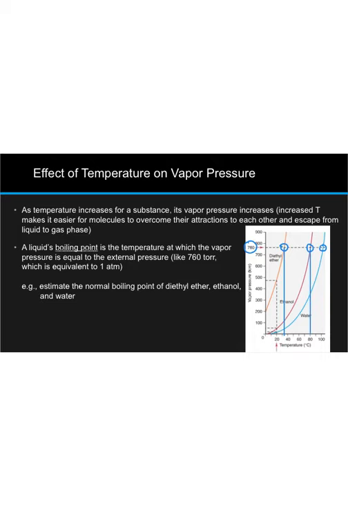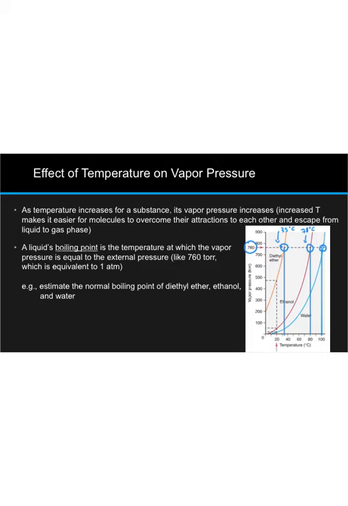We can say that diethyl ether has a vapor pressure that crosses the normal atmospheric pressure somewhere a little more than 30. This is about 35 degrees C. Ethanol has a vapor pressure plot that crosses the 760 torr threshold at a temperature just shy of 80 degrees Celsius. This is just a little bit less than 80, about 78 degrees C.